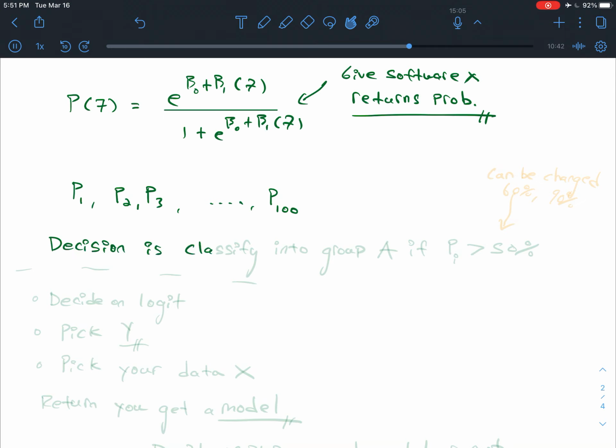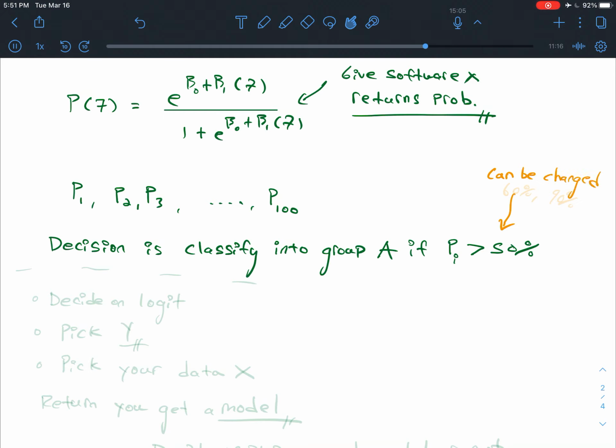So let's say your decision is classify into, let's say group A in this case, because we're sticking with A and B. Classify group A if any of my probabilities is greater than 50%. And that kind of makes sense, right? So if it's greater than 50%, we can move it. And if you don't like 50%, you might have another reason to pick something different, and we'll talk about some other reasons. But this 50% can be changed.